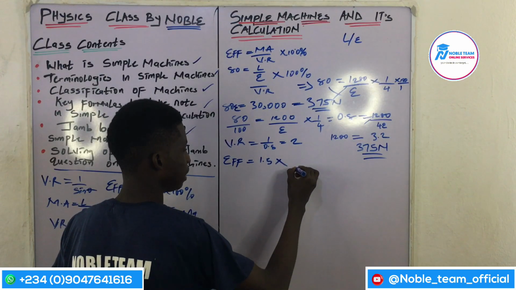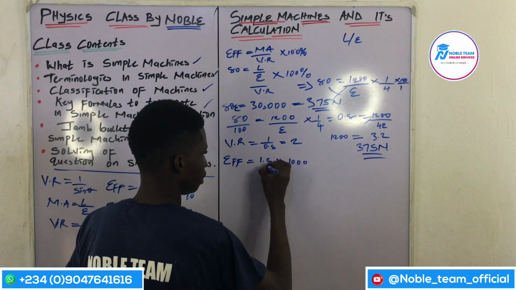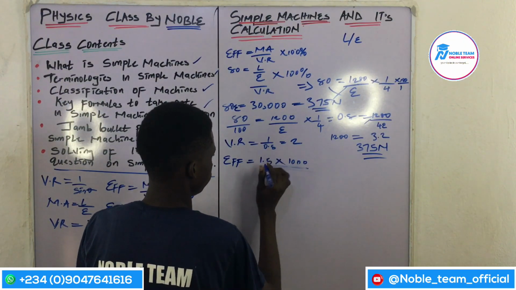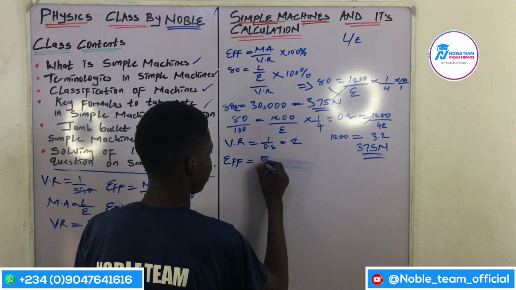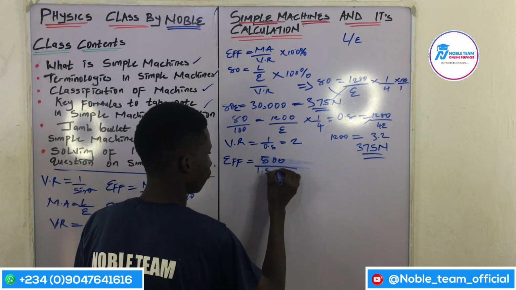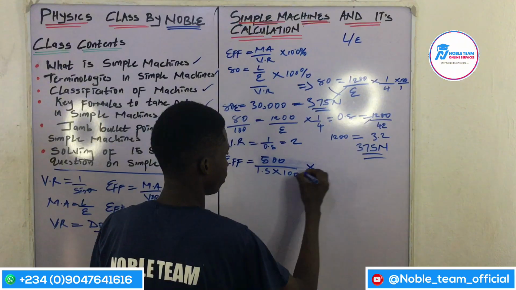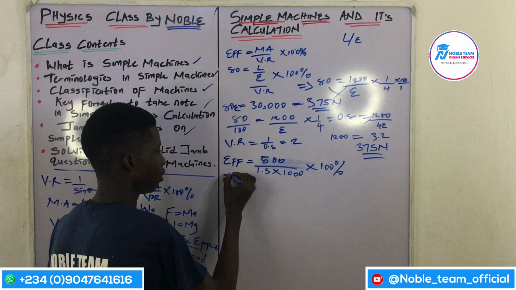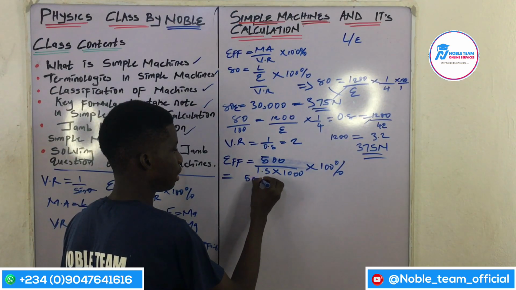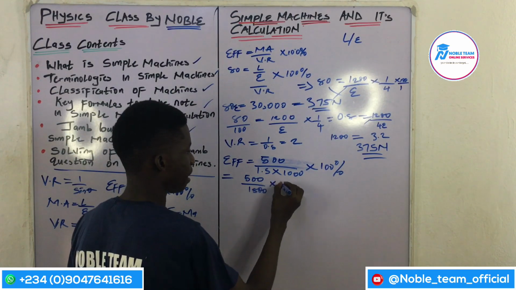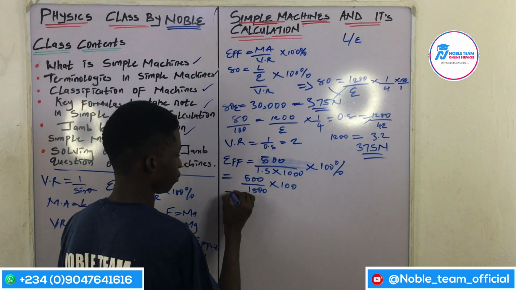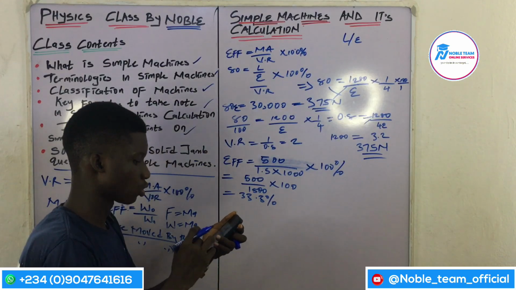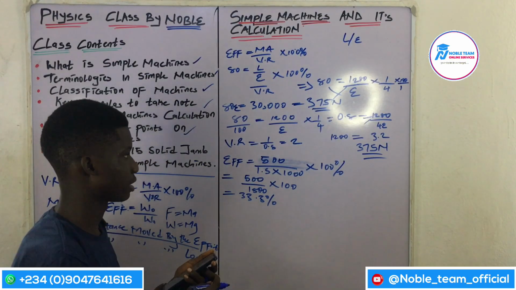This is what I did, because we are looking for the efficiency, which is equal to 500 over 1.5 multiplied by 1000, multiplied by 100%, because efficiency is a percent. Once you do this, you have 500 divided by 1500 multiplied by 100, and it's going to give me 33.3%. Now let's look into the options to know which one is correct. Option A is correct. I hope you understand.